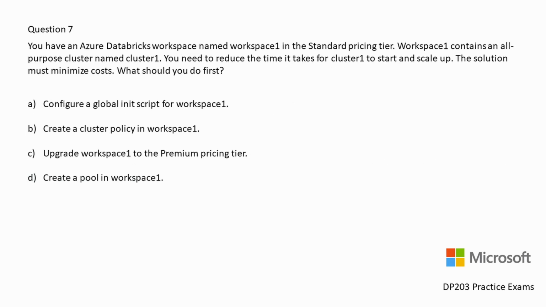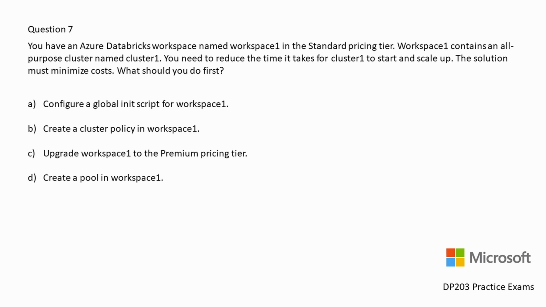Question 7. You have an Azure Databricks workspace named Workspace 1 in the standard pricing tier. Workspace 1 contains an all-purpose cluster named Cluster 1. You need to reduce the time it takes for Cluster 1 to start and scale up. The solution must minimize costs. What should you do first? A. Configure a global init script for Workspace 1. B. Create the cluster policy in Workspace 1. C. Upgrade Workspace 1 to the premium pricing tier. D. Create a pool in Workspace 1.